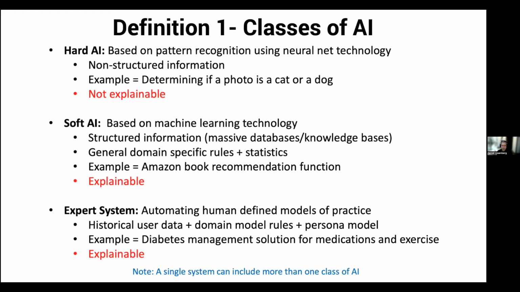Soft AI is, of course, based on machine learning, but the assumption is that there's structured information. There would be some general domain rules, and the use of statistics is relevant in terms of finding the most possible correct answer. A simple example, which you're all familiar with, is Amazon recommending a book, where there are massive databases of relationships of what people have looked at, plus reviews, plus a bunch of other things. The gist of soft AI is that it is explainable. There are models, generally in the form of knowledge graphs.